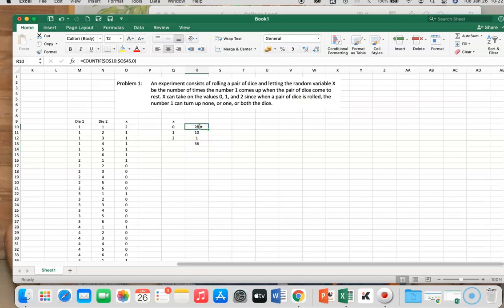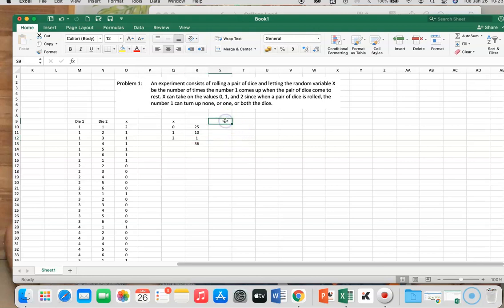So this means that 0 occurs 25 times. In the sample space, 25 events turned out to be where 1 did not show up, or did not occur. And there are 10 events in the sample space where 1 occurred once only, meaning one of the dice turned up 1, and only once did both of the dice turn up 1.